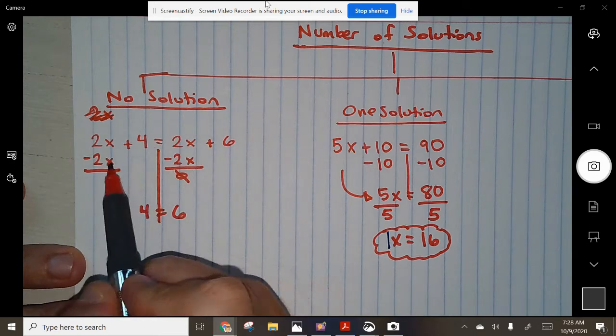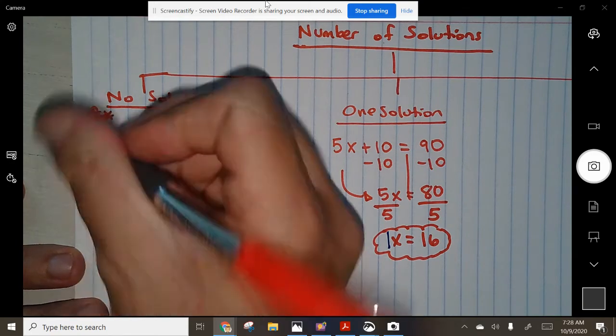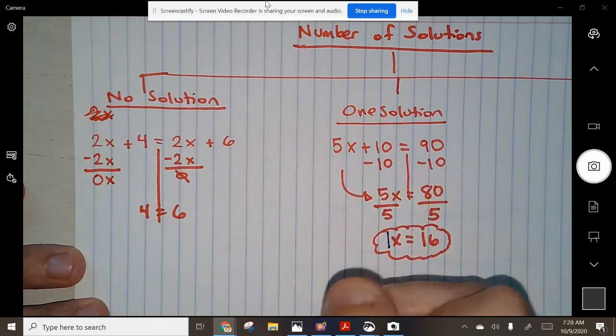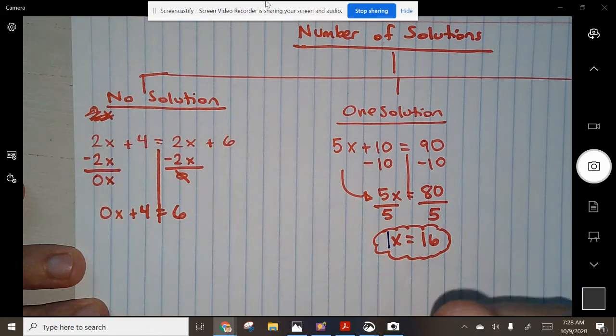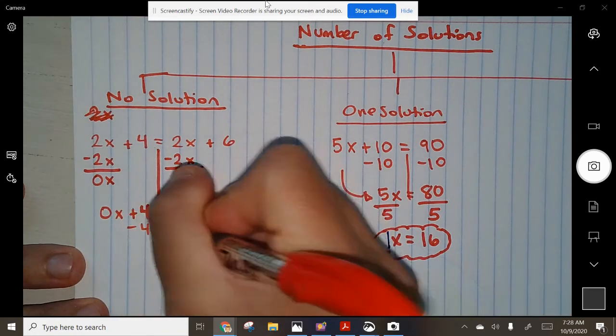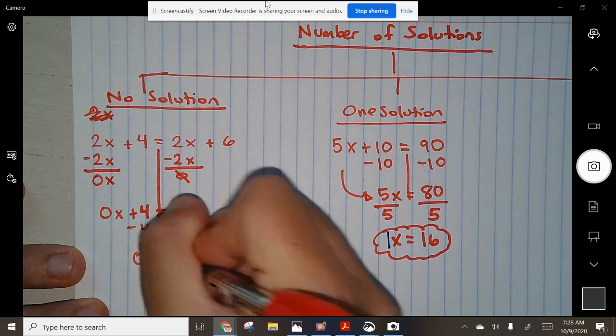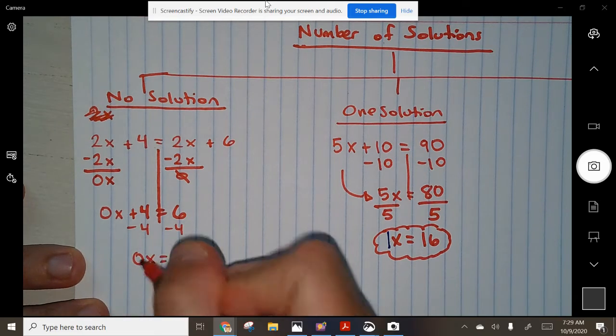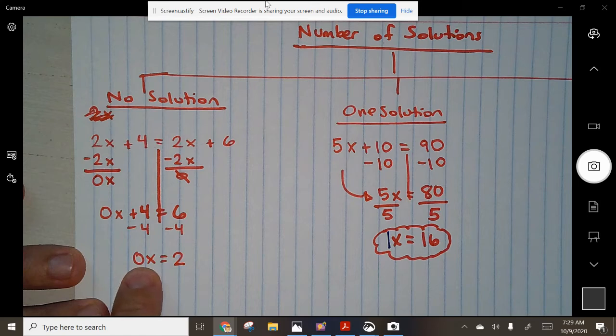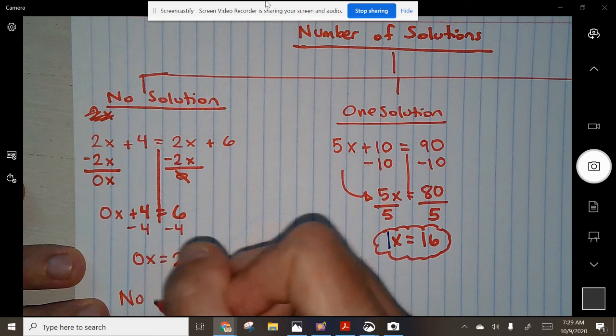We brought the letter to the left, we cancel this out, but I call this a 0x. I know that looks weird, okay? But just stay with me. I'm going to bring it into my equation, okay? Now that you have this here, subtract 4. Now, is this a true statement? 0 times x equals 2. 0 times x. Is there anything times 0 that would equal 2? So this becomes no answer.